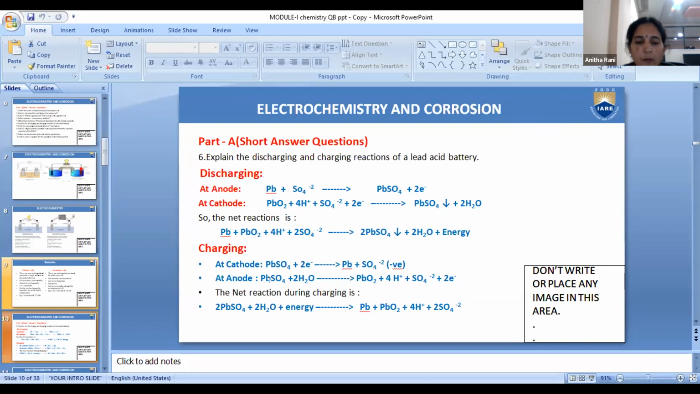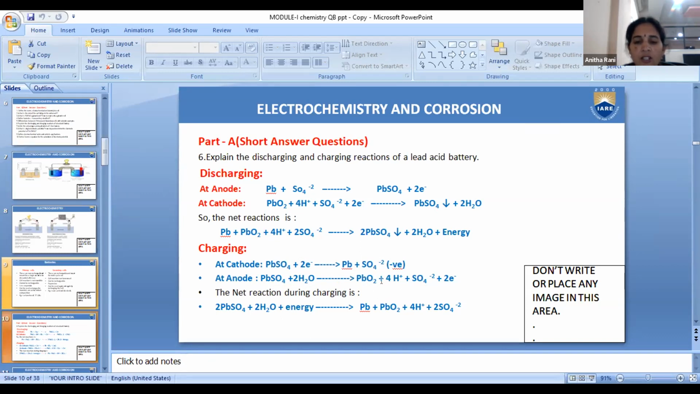Whereas in the charging reaction, we are supplying electrical energy to convert products into reactants, to convert into chemical energy, to get back the original chemicals: lead, lead dioxide, and dilute H2SO4. When the reaction takes place, we get lead plus sulfate ion, and next we get lead sulfate in the presence of H2SO4 at the anode.